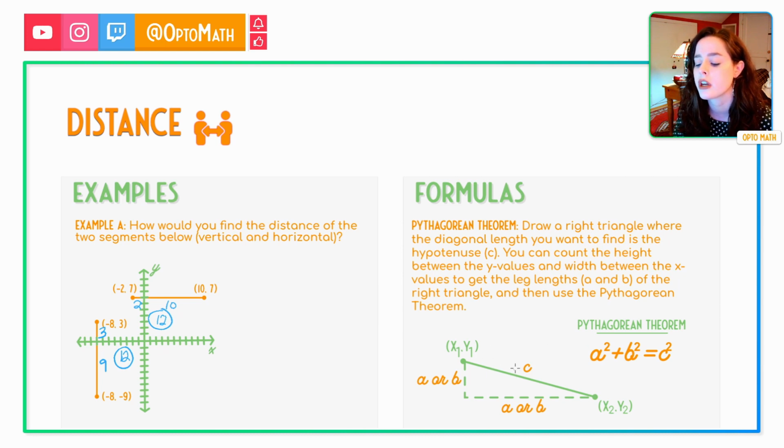So we can see here, here's a triangle where the diagonal is our line segment we want to find the length of. And this is A or B and this is A or B. Again, it doesn't matter which one's A and which one's B. And here's our x1, y1, x2, y2. That's just telling us we have 2 different endpoints. And here's the Pythagorean Theorem. A squared plus B squared equals C squared.